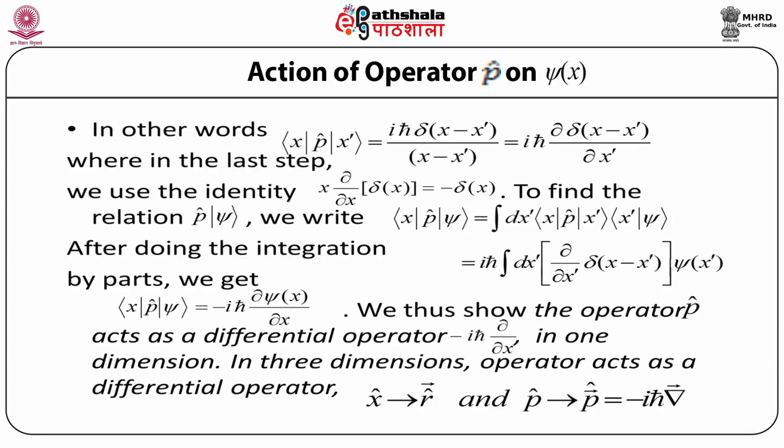Generalizing this result to three dimensions, if we want to define the momentum operator p in three dimensions, instead of the one-dimensional coordinate operator x, we replace it by the three-dimensional operator, the vector r, and the corresponding momentum operator p is represented by the vector p, which is equal to −iħ ∇, where ∇ is the del operator given by î ∂/∂x + ĵ ∂/∂y + k̂ ∂/∂z, where î, ĵ and k̂ are the unit vectors along the x, y and z axes respectively.